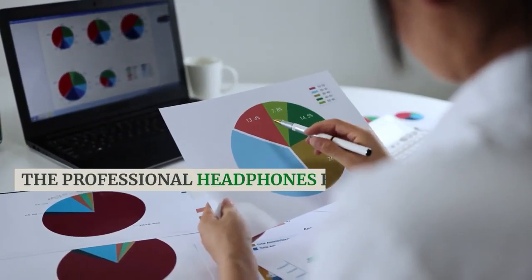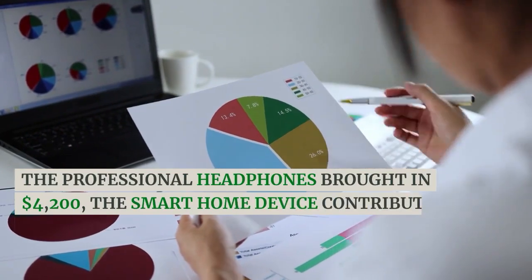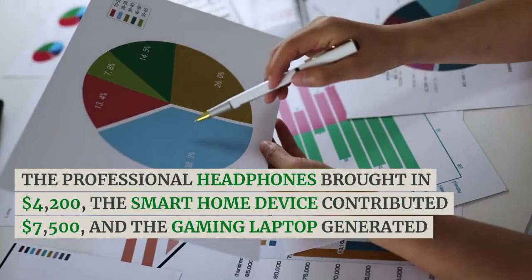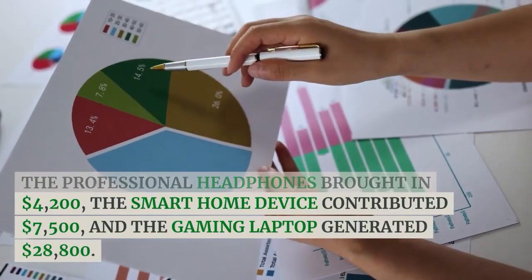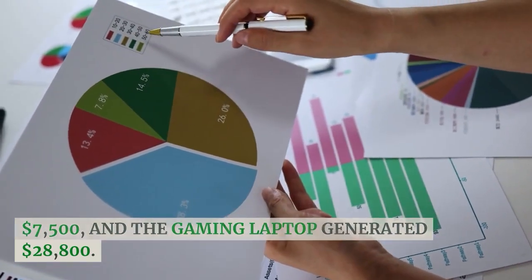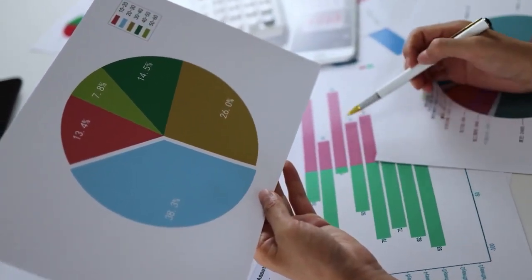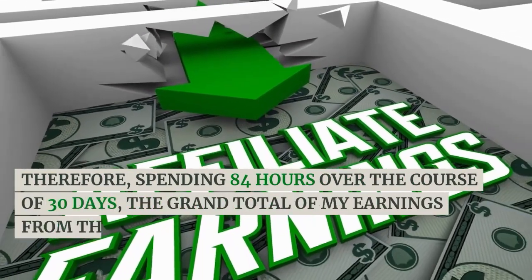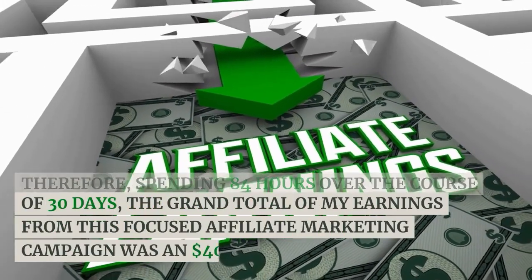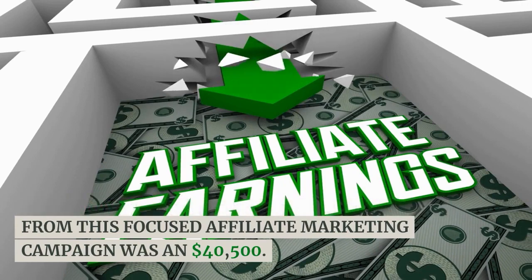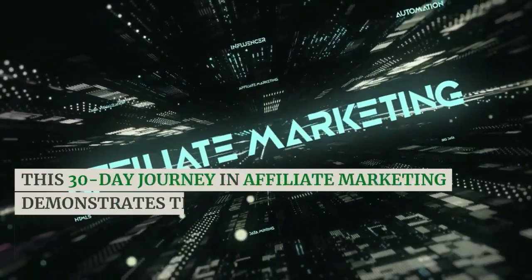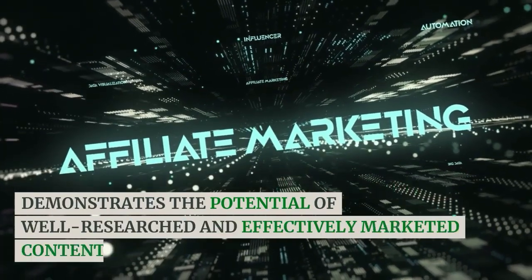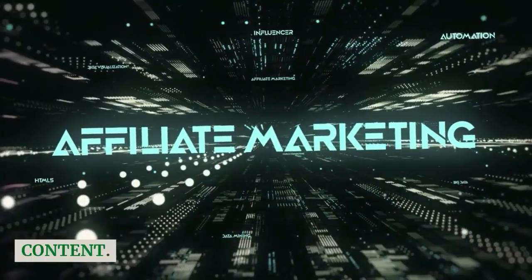Cumulatively, across the 3 tutorials, my affiliate marketing strategy yielded substantial earnings. The professional headphones brought in $4,200, the smart home device contributed $7,500, and the gaming laptop generated $28,800. Therefore, spending 84 hours over the course of 30 days, the grand total of my earnings from this focused affiliate marketing campaign was $40,500.